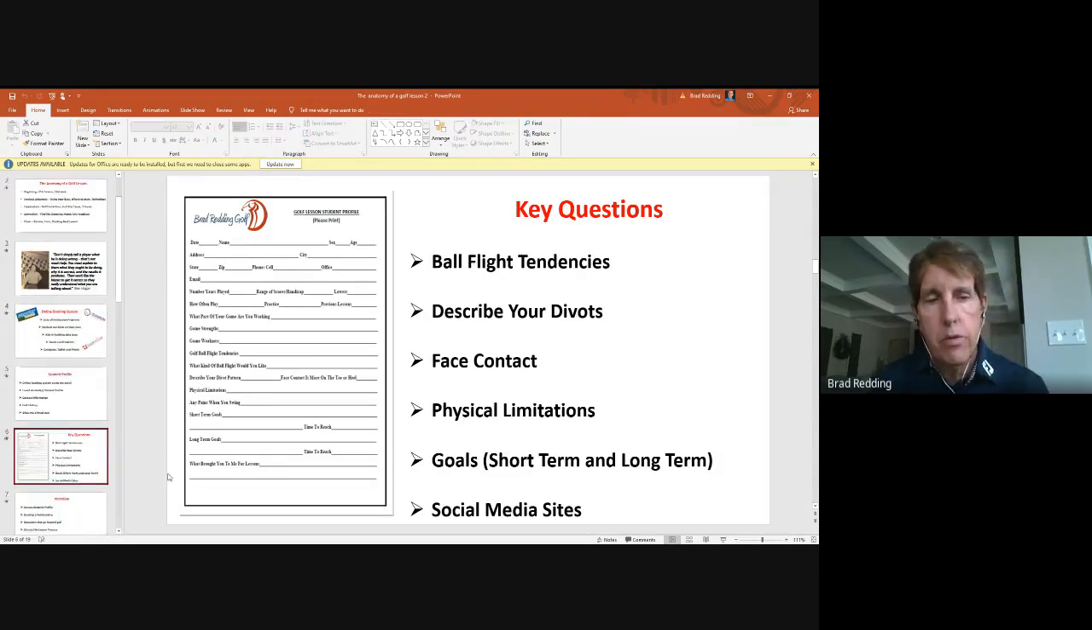So on the left there is my student profile, and I think you can build your own, but those are some ideas about what I do. I talk about ball flight tendencies. I want to know what the ball flight tends to do as far as low, high, left, right, or straight. I want them to describe their divots, their face contact, of course, their physical limitations, and their goals, short-term and long-term. And I also want to have their social media sites.